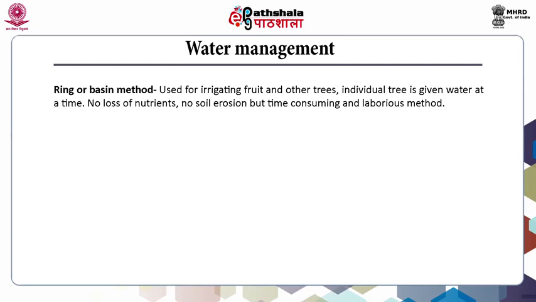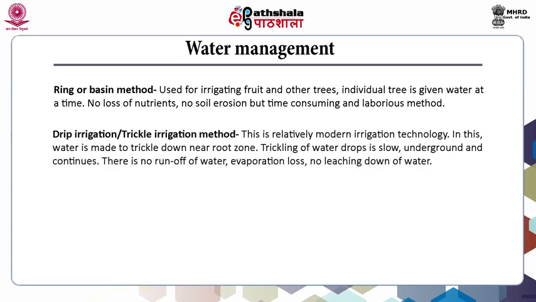No loss of nutrients, no soil erosion, but it is a time consuming and laborious method. Another method is drip irrigation or trickle irrigation method. This is relatively modern irrigation technology. In this, water is made to trickle down near the root zone. Trickling of water drops is slow, underground and continuous. There is no runoff water, evaporation loss, no leaching down of water.